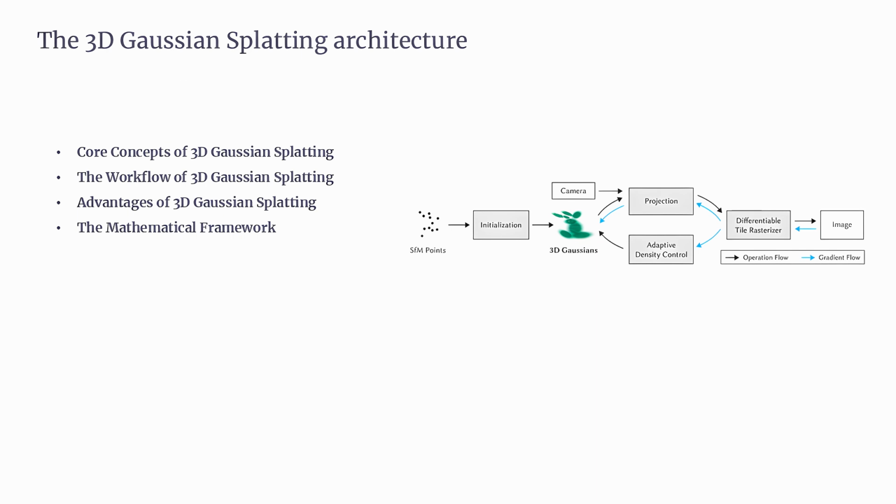In summary, the 3D Gaussian splatting architecture is a powerful and efficient method for representing and rendering 3D scenes. By using Gaussians rather than traditional mesh-based or voxel-based representations, it allows for smooth, continuous surfaces, better handling of lighting effects, and efficient rendering of complex geometries.